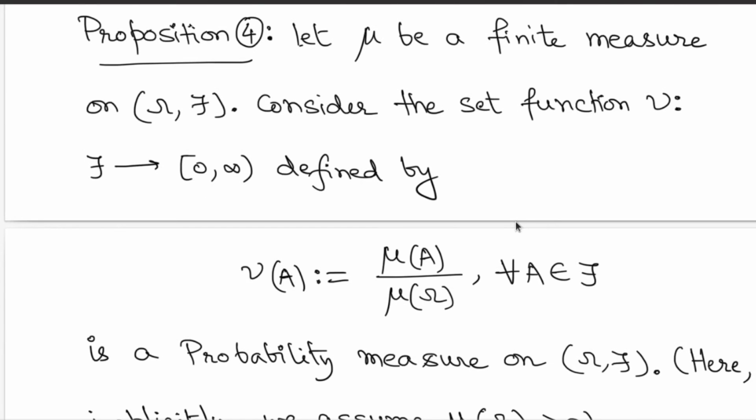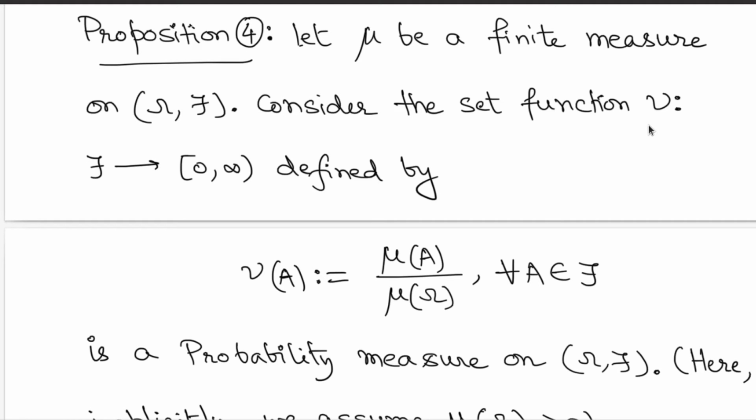So the first proposition says that you take a finite measure first. You take a finite measure, call it mu, defined on this measurable space (omega, script F). Consider the set function, which we are now calling nu. Originally the measure was mu, which was a finite measure. Now I am calling the new set function that I am going to define nu.